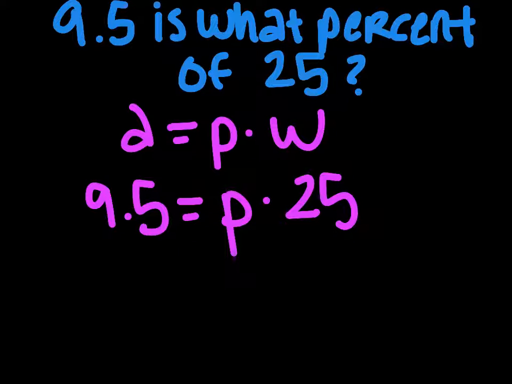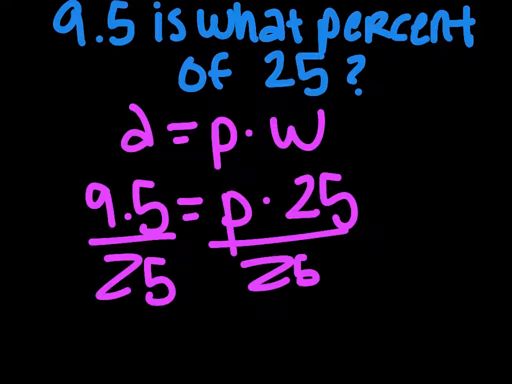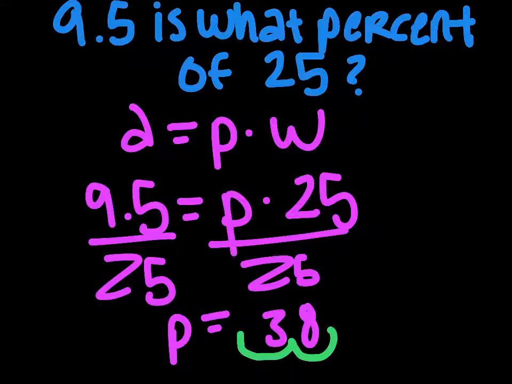Since you would divide by 25, 9.5 divided by 25 is 0.38. So 0.38 is the percent. Like I showed you in a few other videos, you move the decimal over 2 places to get it into percent form. So now it's 38%. You can think about it as those 2 little dots that make the percent symbol. That's how many times you move it over to get your percent.